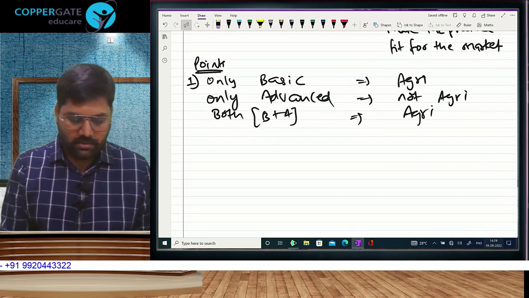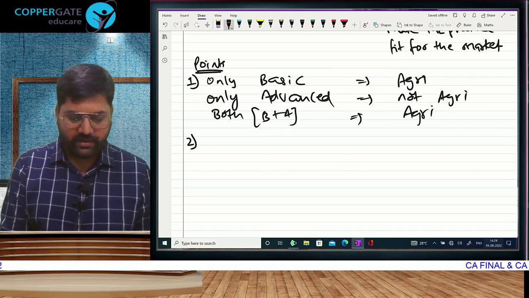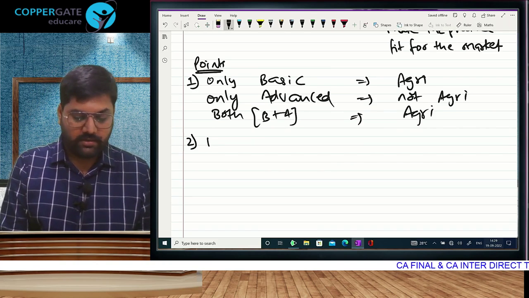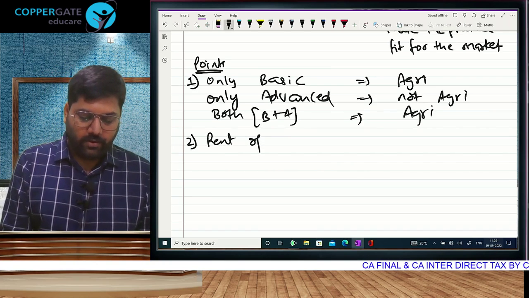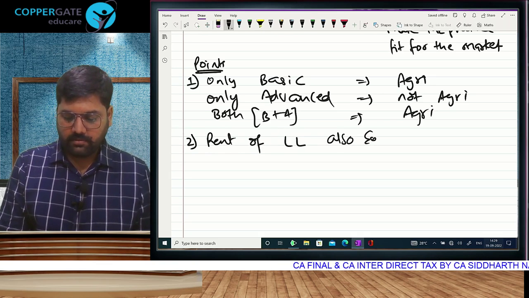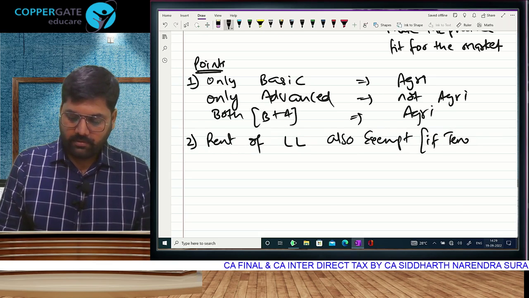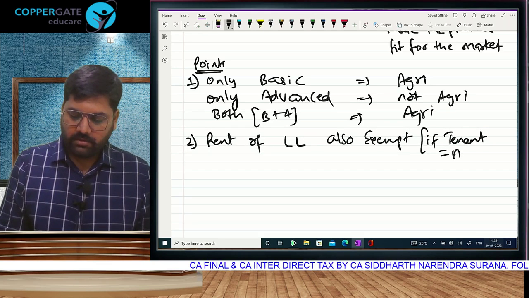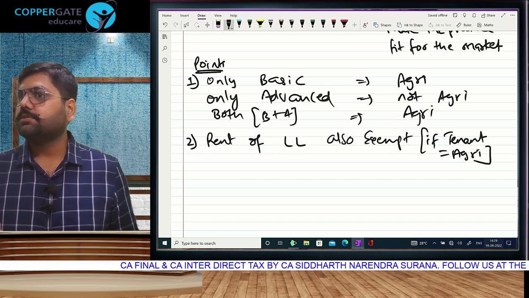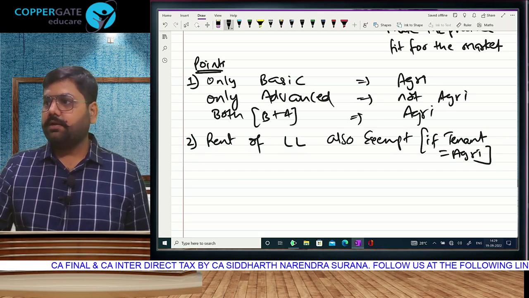Absolutely clear. One more thing. In the section we have specified and clarified, but still as a point I want you to understand, rent of the landlord is also exempt if the tenant is doing agriculture. And what can be agriculture? Only basic. Okay, basic plus advanced. Correct?